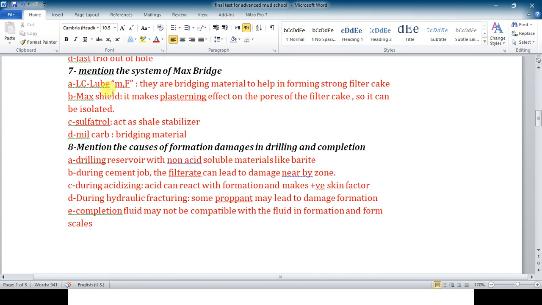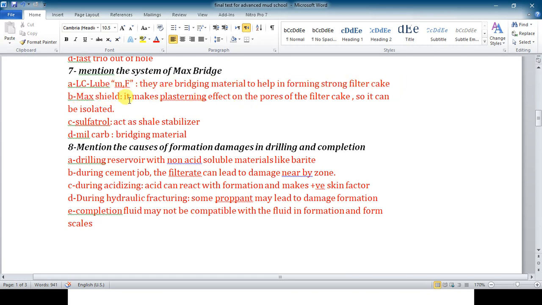Number seven, mention the system of the max bridge technique for PSD, or particle size distribution, and for reducing the differential stuck problems. Number A of the components is the LCM, which are M and F, medium to fine. They are used as bridging material to strengthen the wall of the hole. So LCM are used to help in forming a strong filter cake.